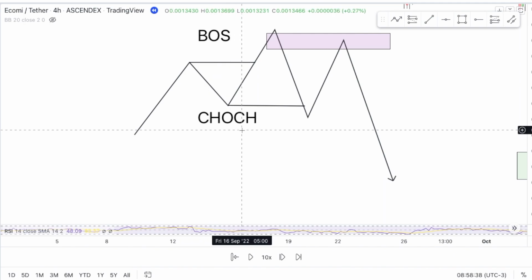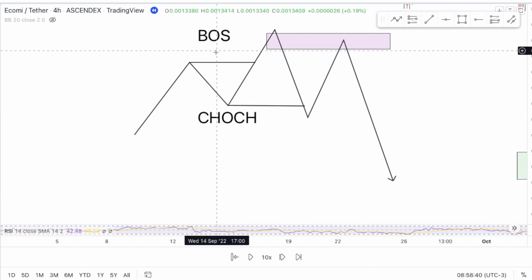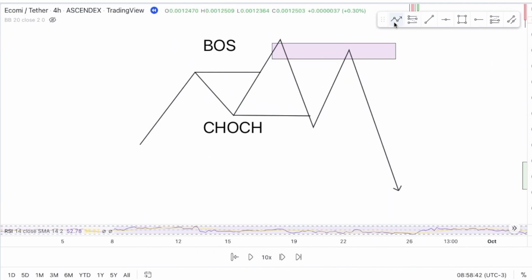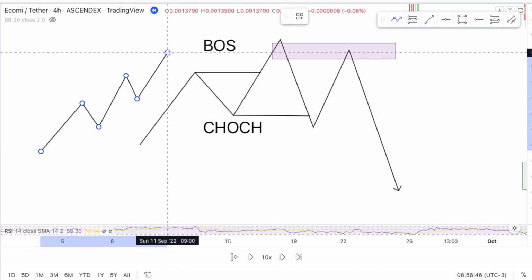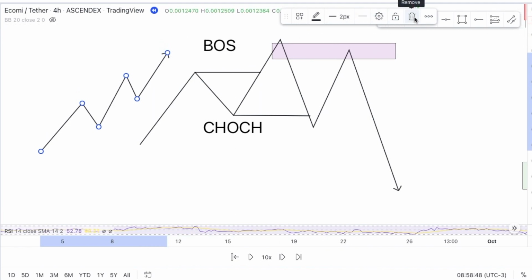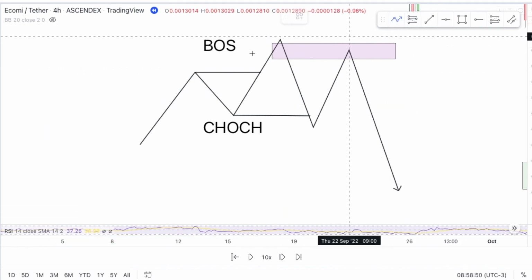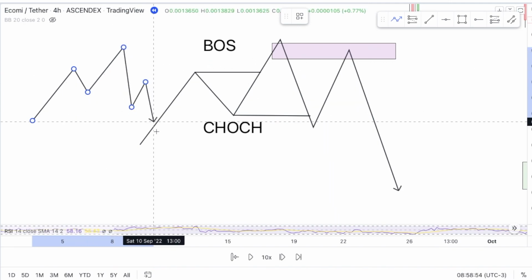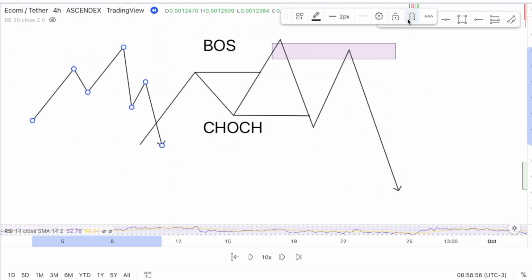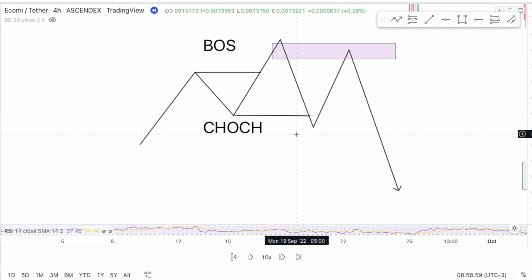The reason why it's called change of structure and not break of structure is because break of structure is from a continuation. Break of structure is if we're seeing higher highs and higher lows, and that's a break of structure because it's continuing towards the upside. Change of structure is when we see breaks of structure turning into that formation to reverse the price action towards the opposite side. So change of structure is the mindset that we have when we're looking to reverse the ideas.